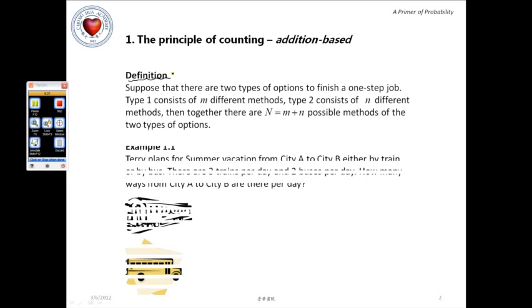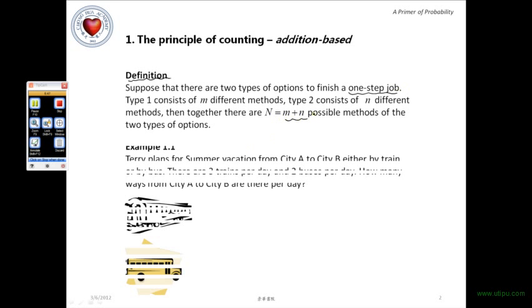What are the key points that need our attention in particular in this definition? First, define whether the job to be done is a one-step job or not. So the keyword is one-step job. If yes, we can conclude that the addition rule should apply.